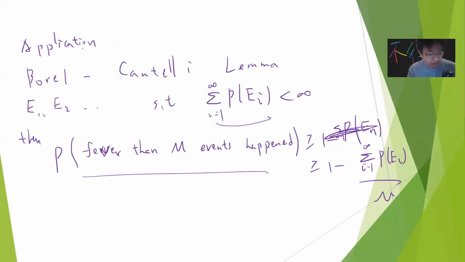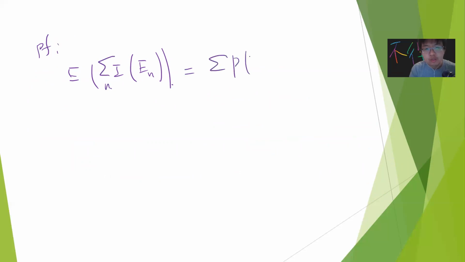Okay, so the proof is very trivial, right? Just so what you do, the idea is that you just take an expectation value on each event. So you take a characteristic function on each event, and you do a summation. So this will give you the summation of the probabilities of this.